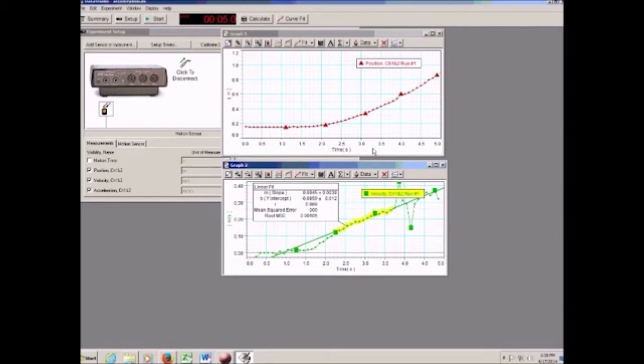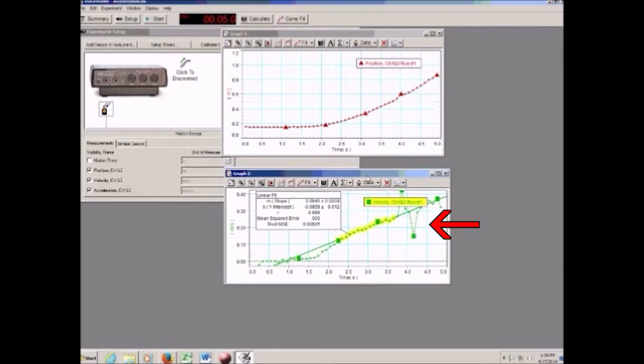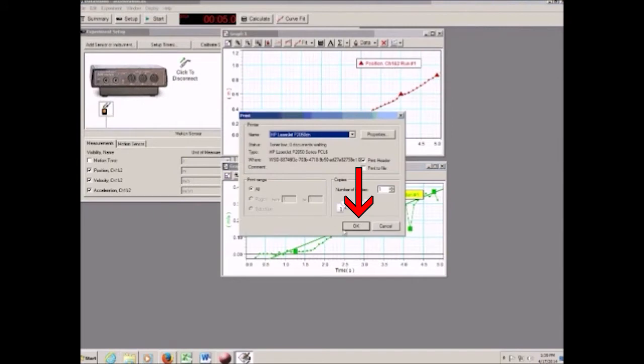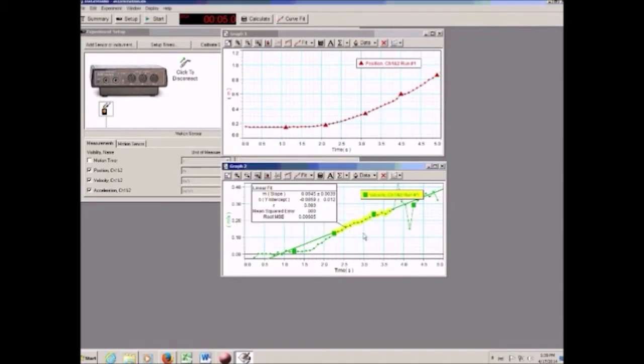So the manual actually says produce a position time and a velocity time graph. In other words, print both of these guys out. I'll just tell you that the second one is the only one we need. So this guy here is the one we want to print. If you wanted to print this one, it would be a case of click on that window to make sure it's active and then go File, Print. But we really only want the velocity time graph. So click on this window to make sure it's active, and then go File, Print, OK, and it will start printing out.